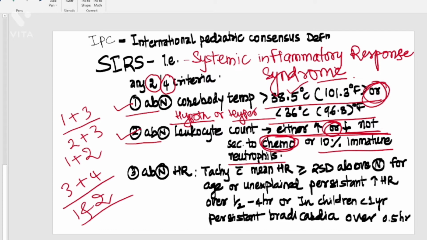And the third one is abnormal heart rate. Tachycardia, with mean heart rate more than the mean plus 2 standard deviations, is called what? Tachycardia.